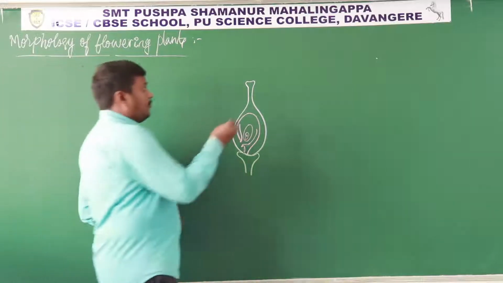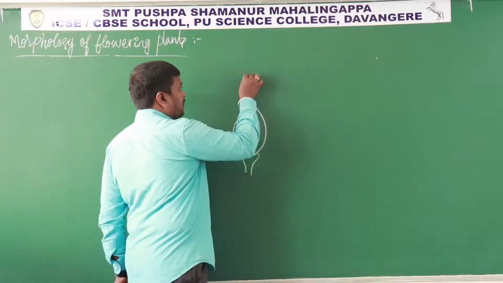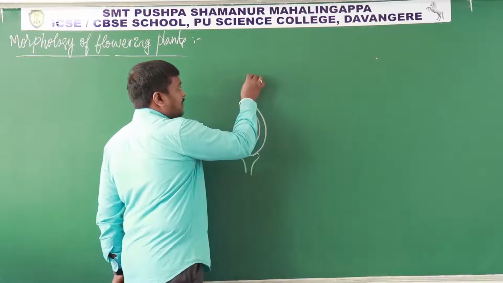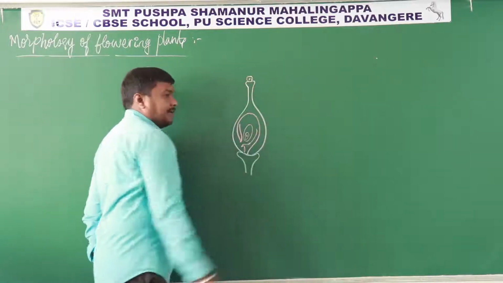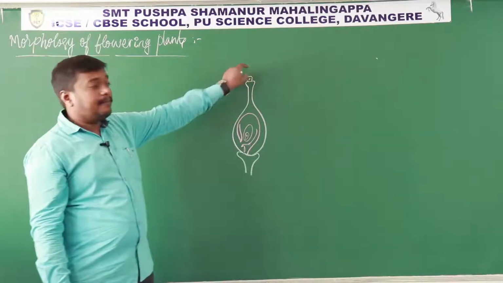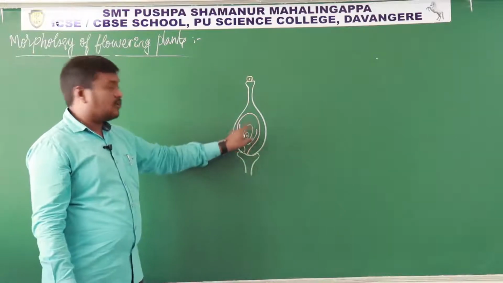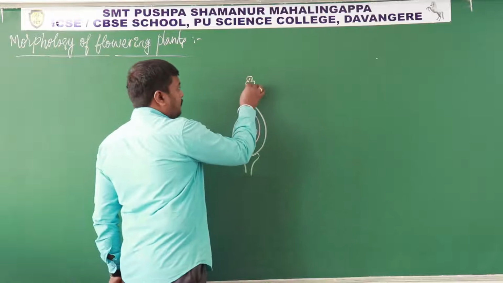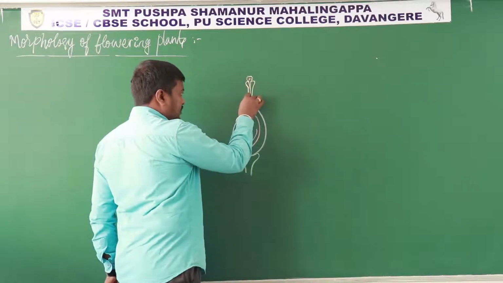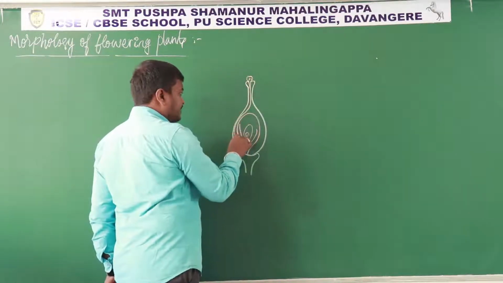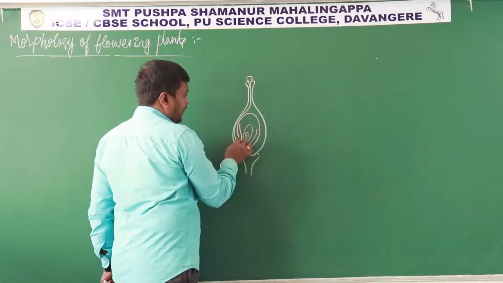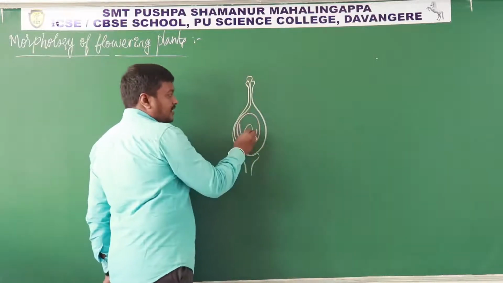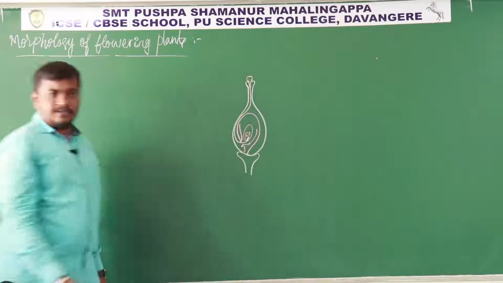During pollination, the pollen grain is deposited on the stigma. This pollen grain contains the male gamete, so the pollen grain is the male gametophyte. This embryo sac is called the female gametophyte. After pollination, the pollen grain produces a tube. That tube carries the male gametes and discharges them inside, so fertilization takes place.